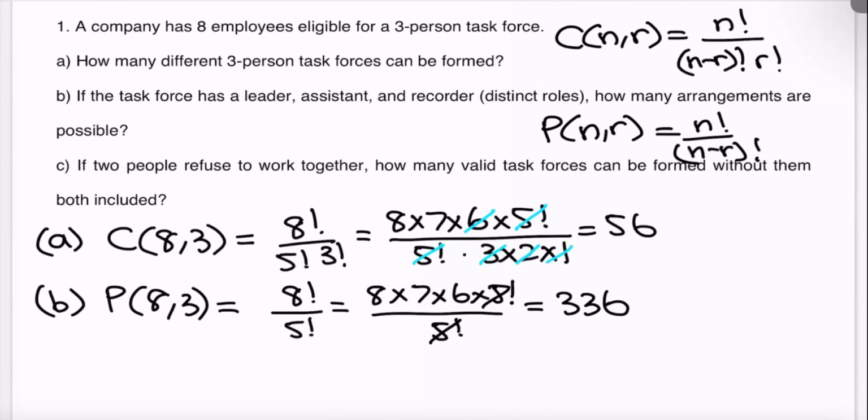C says, if 2 people refuse to work together, how many valid task forces can be formed without them included?